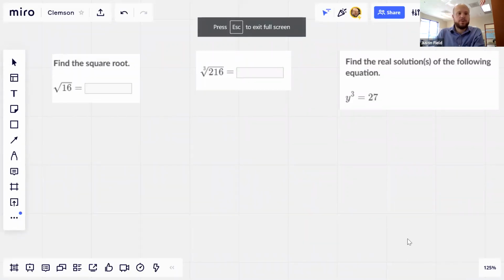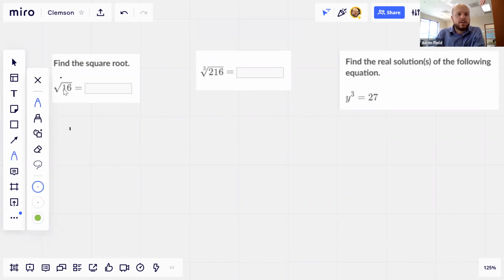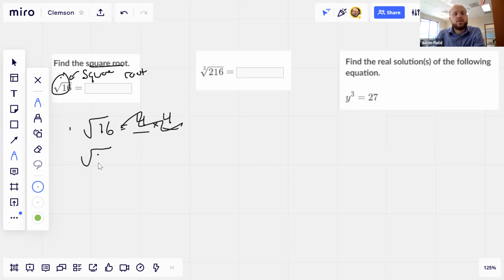So the square root sign is that little check marky sign right here. You see right here. It's called the square root, right? And so what is the square root? It means what times itself equals 16. Well, we know that 4 times 4 equals 16. So that means the square root of 16 equals 4.